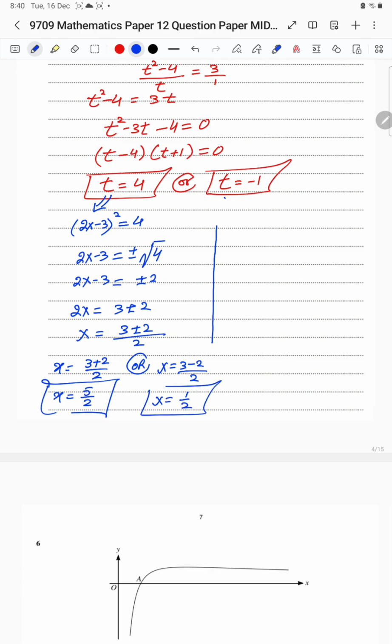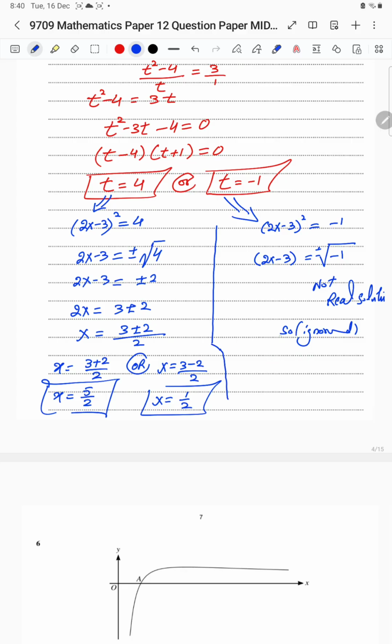Let's see for the second option of t, that is (2x minus 3) whole squared is equal to minus 1. When you take the square root on either side, it's not a real solution, so it is ignored. Because this is the topic of real numbers, complex numbers, which are not real, will be discussed in A2.